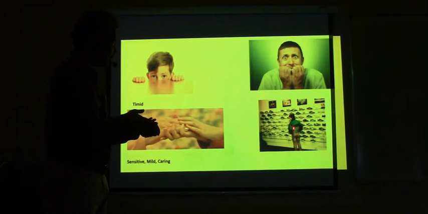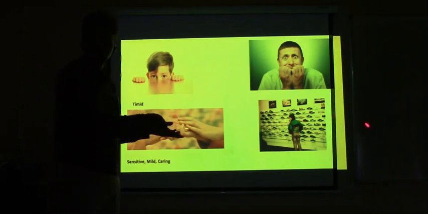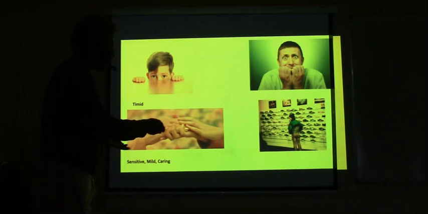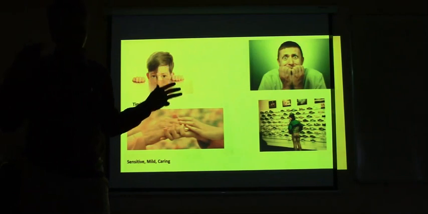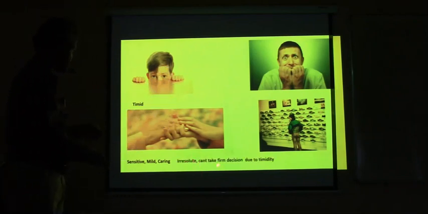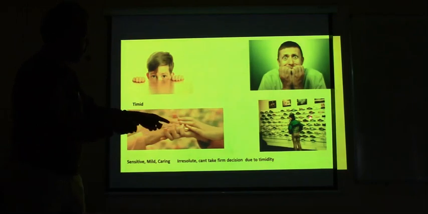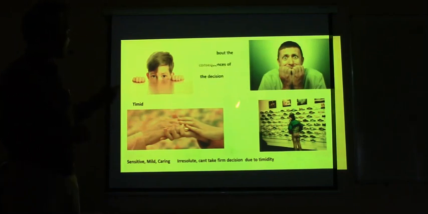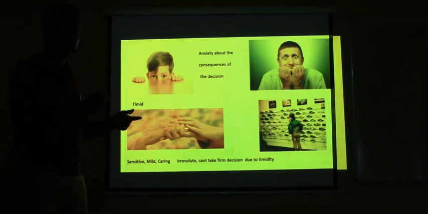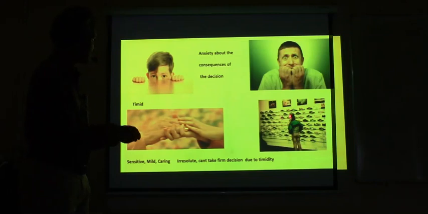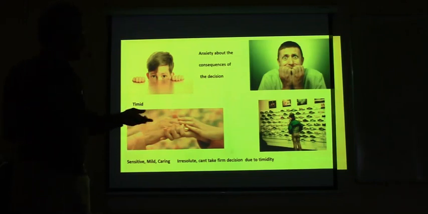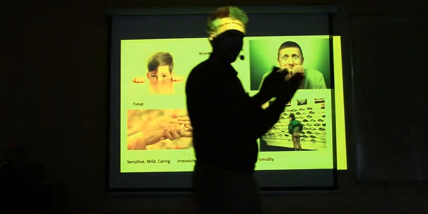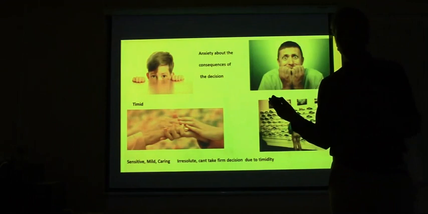Okay. So here, the problem is he cannot choose any one out of timidity. What if I have chosen the right one or not? That is what will worry him more. So the statement goes like this: irresolute, cannot take firm decision due to timidity. They cannot take a firm decision, like, no, I need this shoe. He is not able to decide because of timidity. And anxiety about the consequence of the decision. For example, if I buy this, what will my dad tell, what will my mom tell, what will my girlfriend tell, whatever it is. He will be more anxious about the consequence of the decision he has taken. Okay. So, not a firm guy, very insecure guy, very timid guy. Okay, this is graphites.